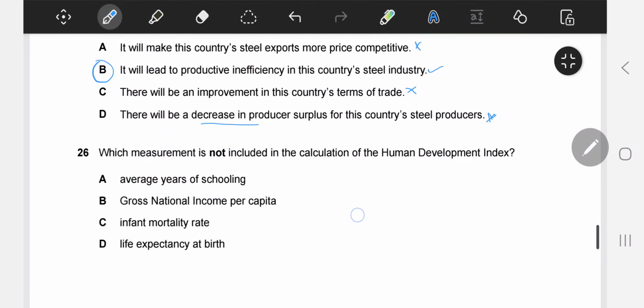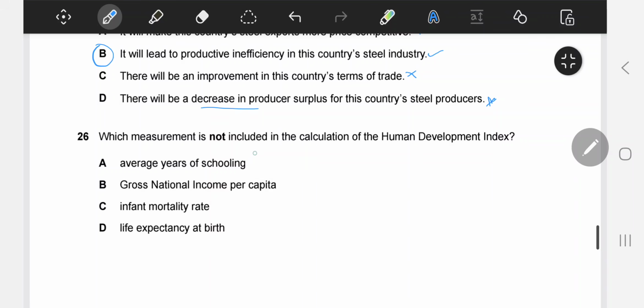Let's go to 26. Which measurement is not included in the calculation of HDI? Okay, average years of schooling, this one is there. GNI per capita is there. Infant mortality rate, no, but life expectancy at birth is there. So for 26, C is the correct answer there.